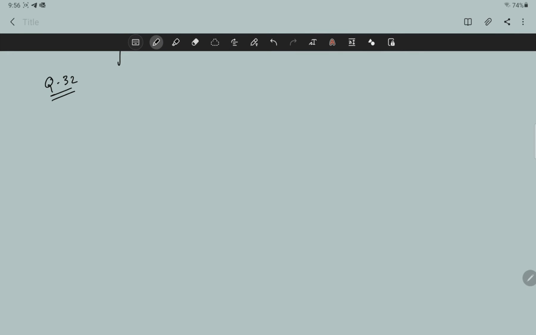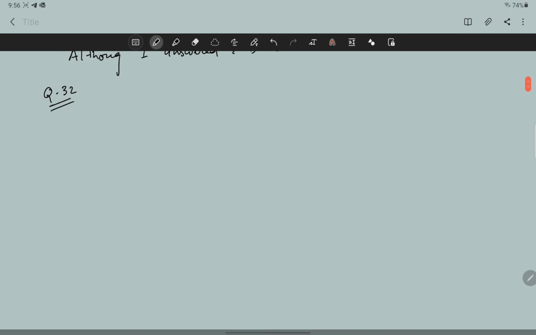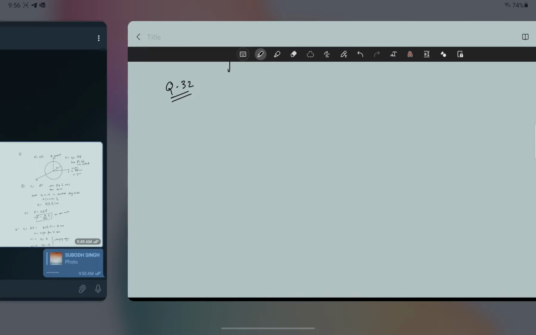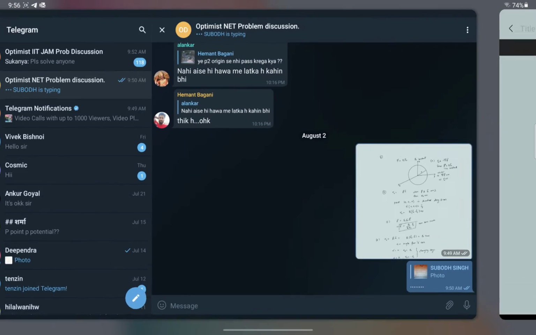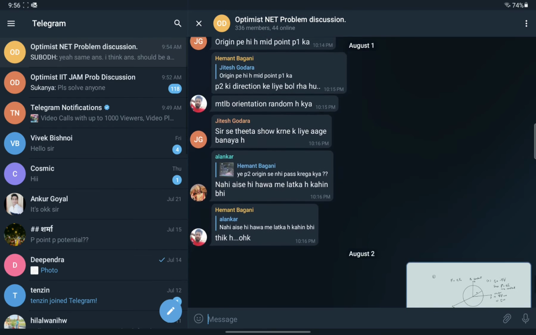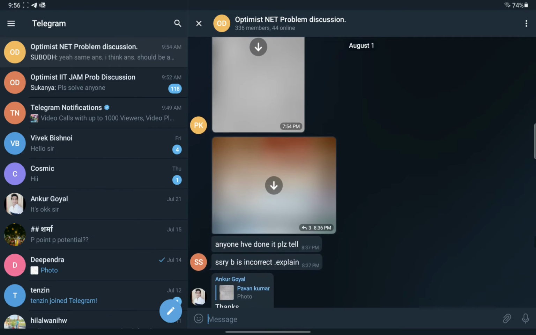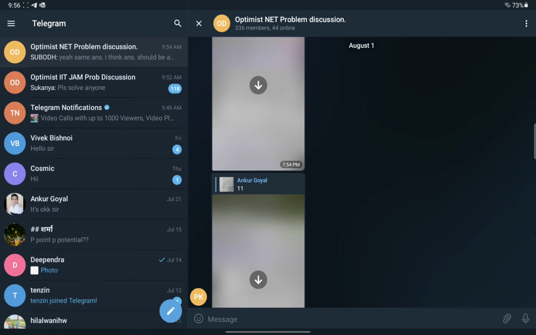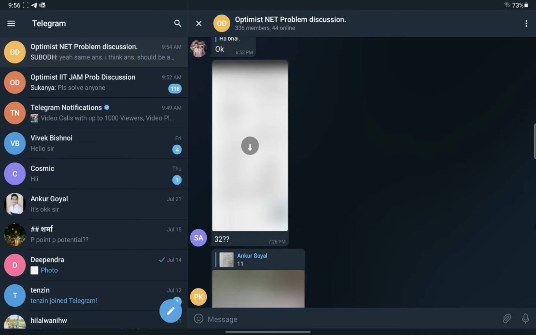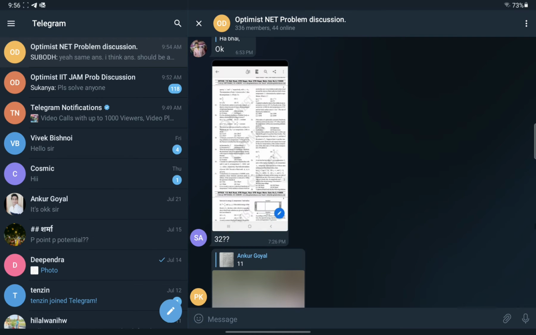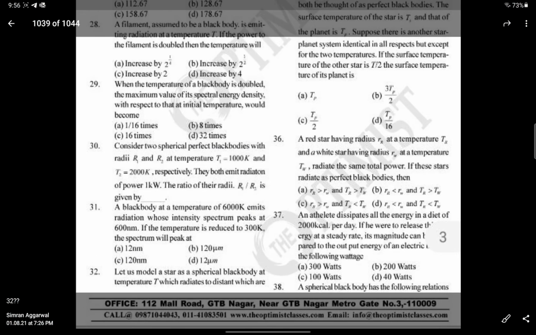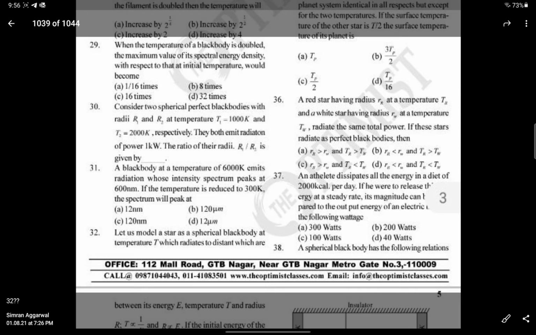So, one student asked a question, although I answered this question earlier. So, the question is that we are modeling a star in such a way that there is a dust cloud around it. So, we are treating the star as a spherical black body.